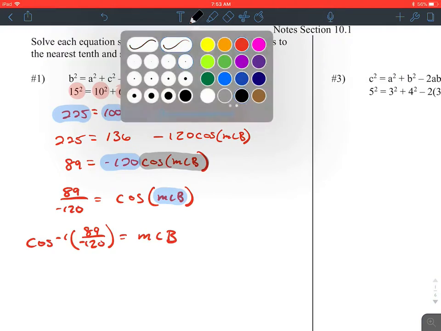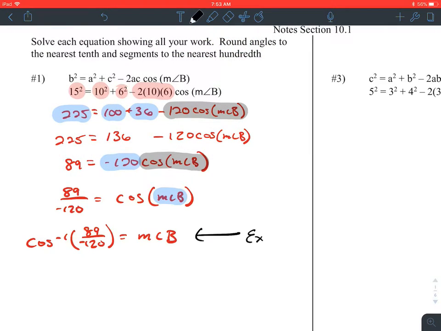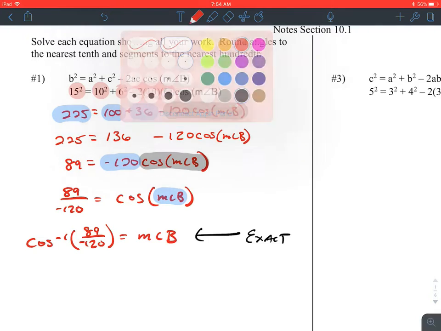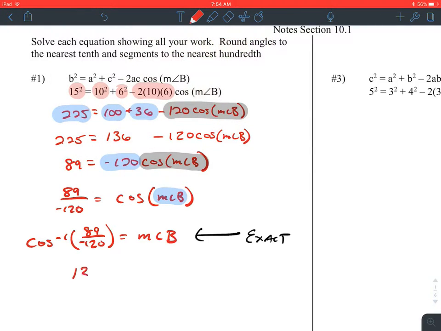So this is what we call the exact answer. The directions say to round to the nearest tenth for angles and hundredth for sides. This is an angle. Anytime you do the inverse of a trig function, you're going to be given an angle. Put this in your calculator, you're going to get 137.9 degrees is the measure of angle B.